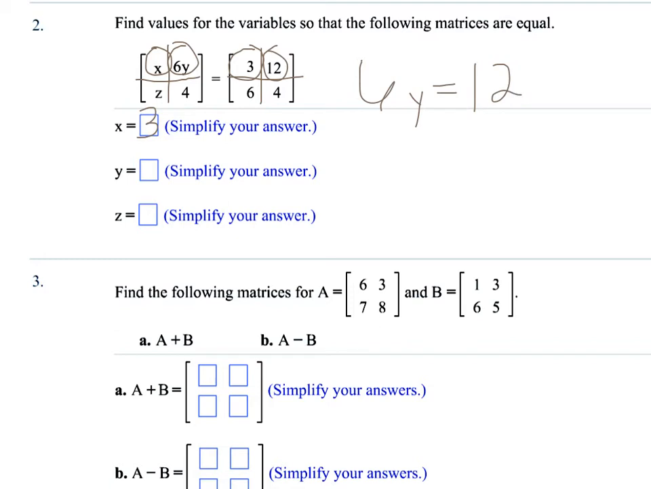So that means 6 times some number is equal to 12, and that number would be 2, because 6 times 2 is 12. And then if we do z, it's in the left bottom corner of the first matrix, and 6 is in the left bottom corner of the second matrix, so that means z is equal to 6.